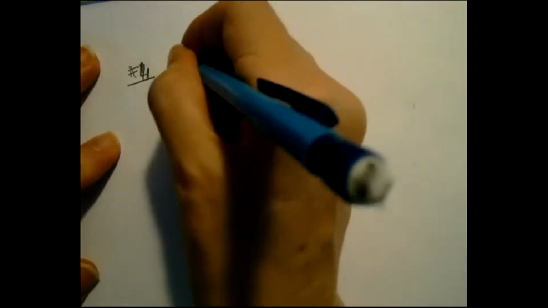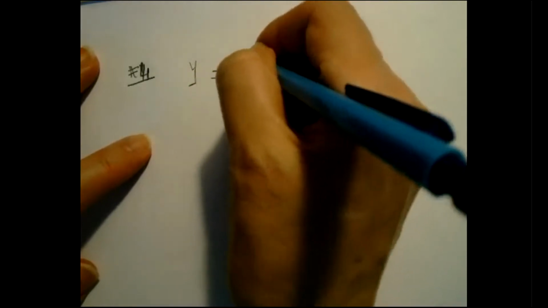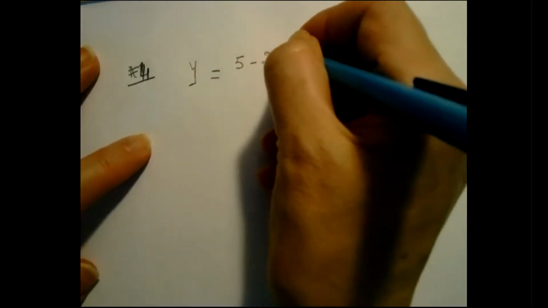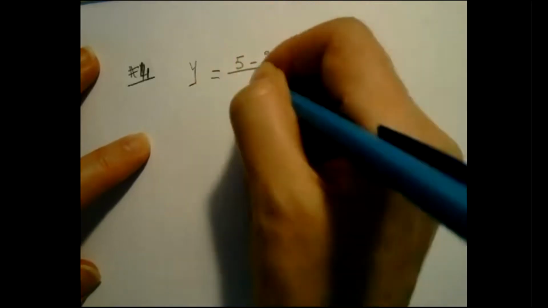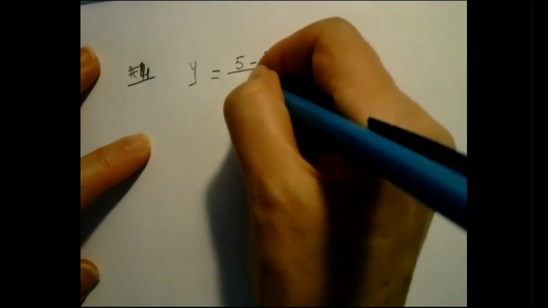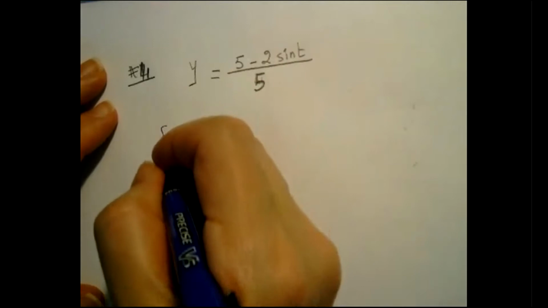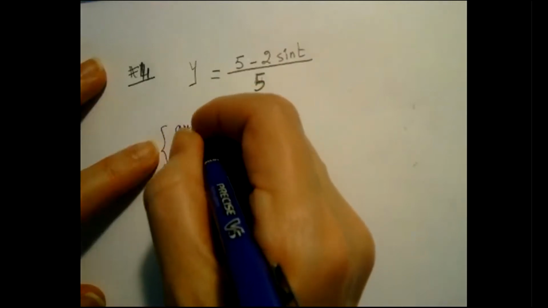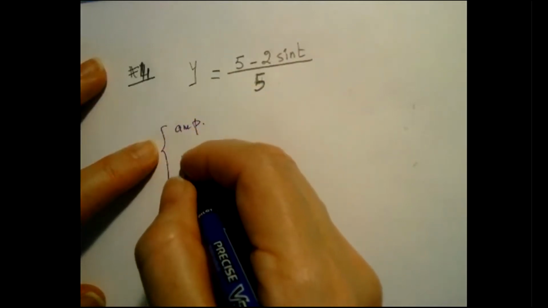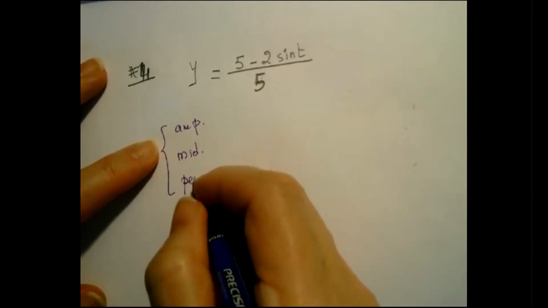Suppose problem number 4. Okay, y equals 5 minus 2 sine t over 4. Sorry, over 5. Okay, and now the question is again, I want every aspect of it. I want the amplitude, I want the midline, and I want the period.